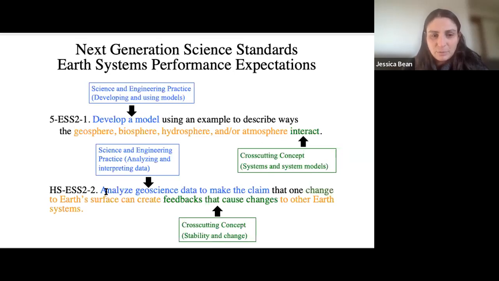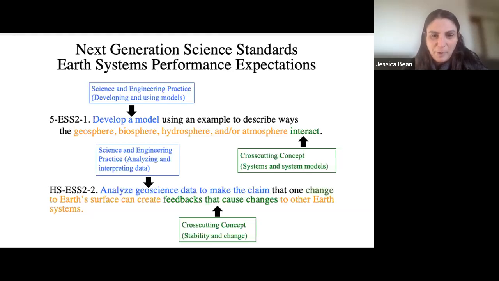And then at high school level, analyzing data, right, to make a claim that one change can create feedbacks to other Earth systems. So again, thinking about analyzing, interpreting data and stability and change. And so we want students to be able to engage in these practices of science and be thinking about these cross-cutting concepts as they learn about climate change and global change issues. But what we really tried to emphasize again is this idea of modeling and systems.